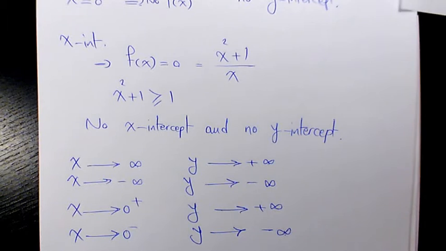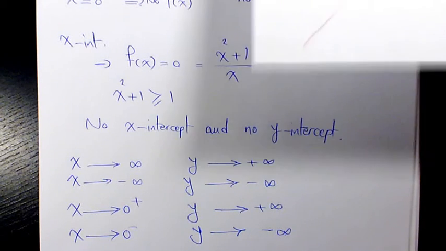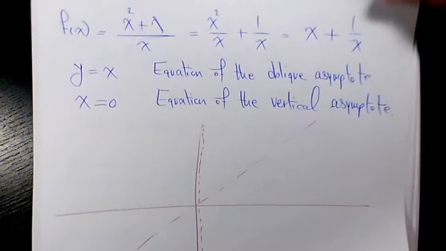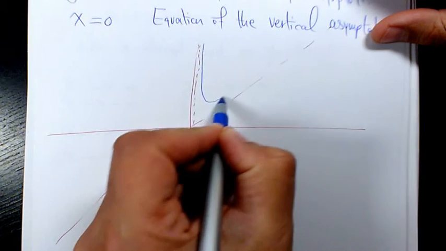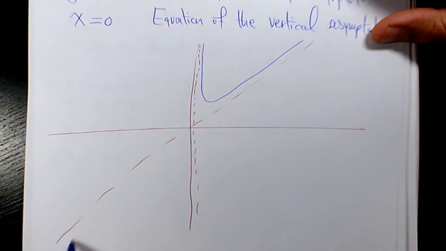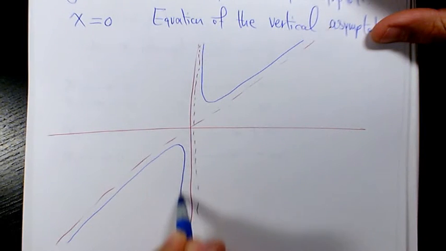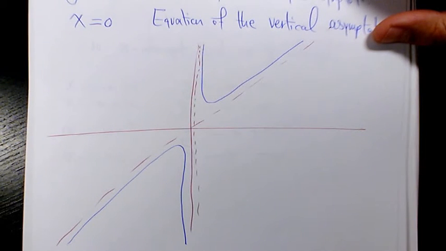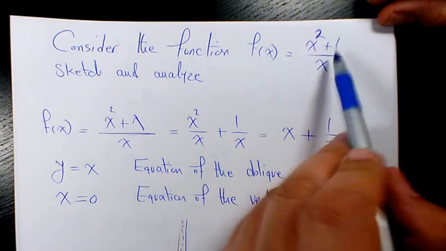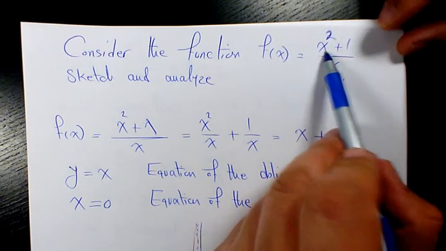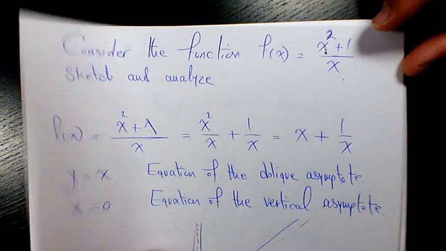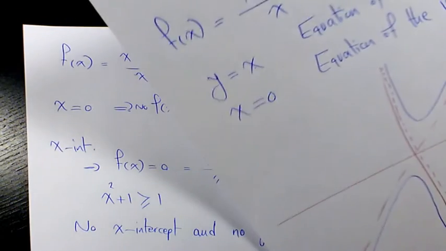So we can now sketch it. It is going to be something like this and something like this. This is the graph of this function. So it was x squared plus 1 over x, and we got this graph. Now for the second example, I want to do x squared minus 1 over x. So it's going to be my next example.